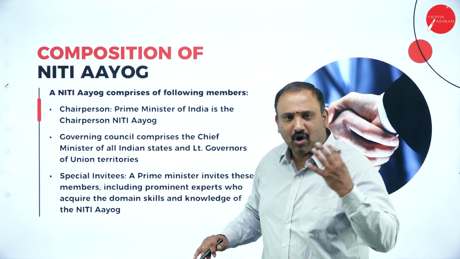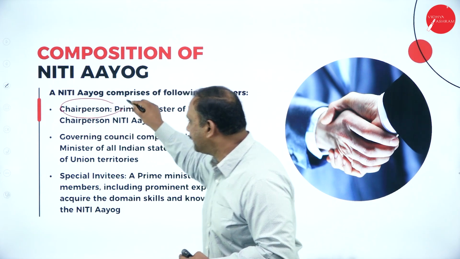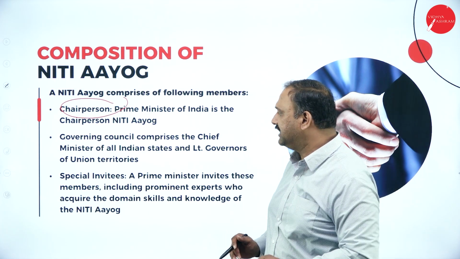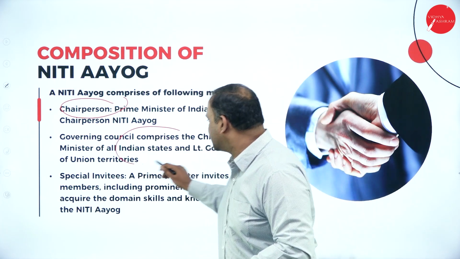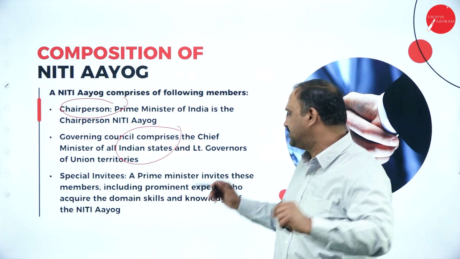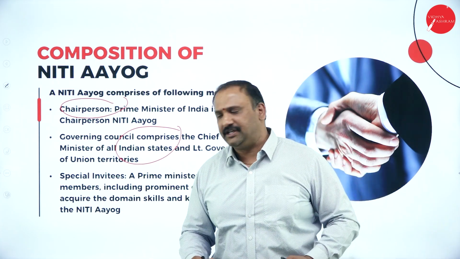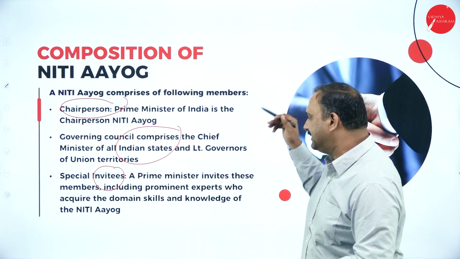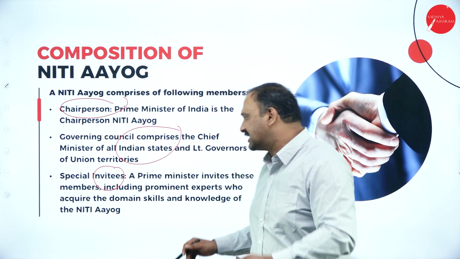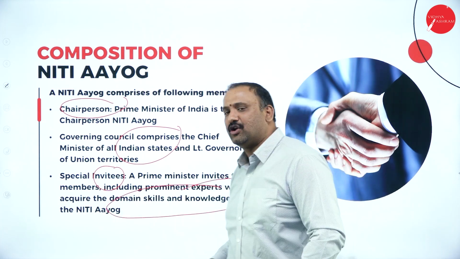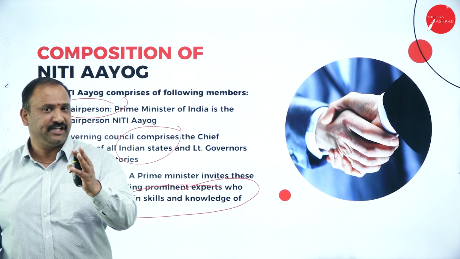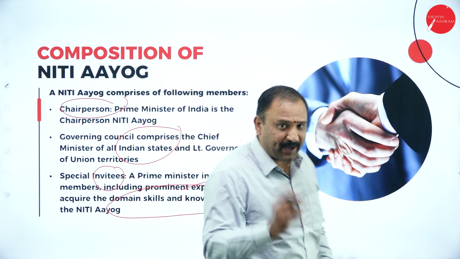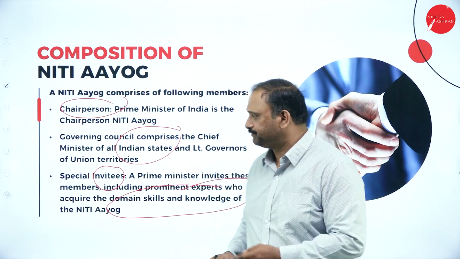Niti Aayog consists of the following people, starting with the chairperson, the Prime Minister. The Honorable Prime Minister of India is the chairperson of Niti Aayog, followed by the Governing Council, which comprises the Chief Ministers of all the states and the Lieutenant Governors of the Union Territories, followed by the special invitees. The Prime Minister will invite these members, including prominent experts, to acquire the domain skills and knowledge of Niti Aayog, which means that the Prime Minister of India will select the most able, the most capable people who will govern the system.